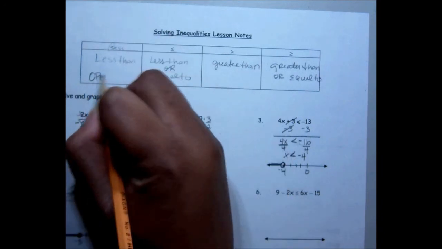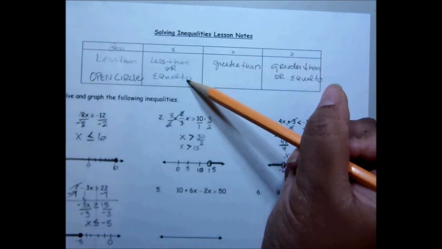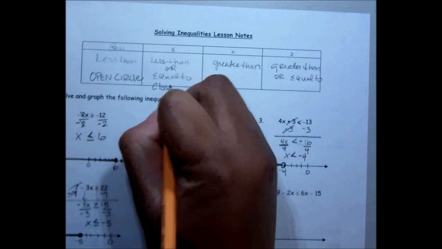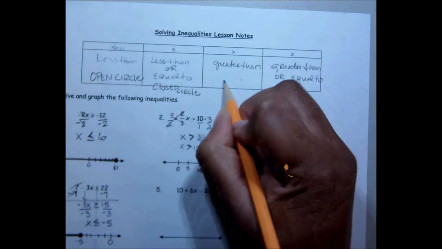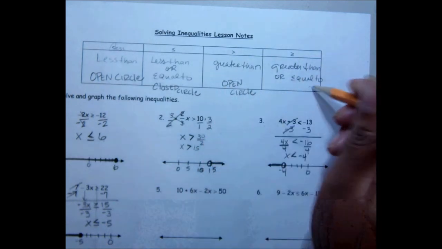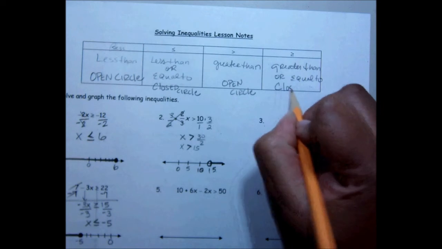So now in the notes, whenever you do not have a line, it's going to be an open circle. And for this one, this is going to be a closed circle. This one has no line, so it's going to be an open circle. And this one here is going to be a closed circle.